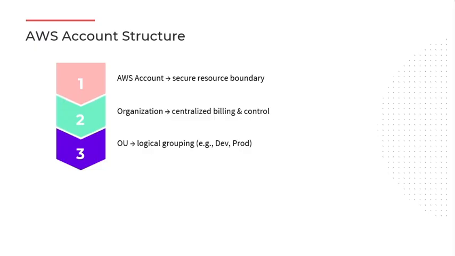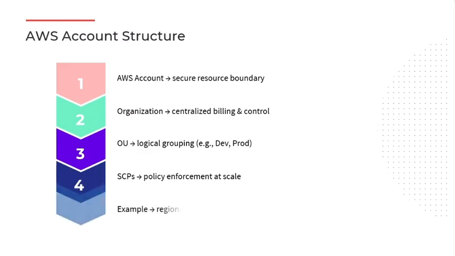For example, a global e-commerce company might use separate OUs for regional teams to apply localized policies. This hierarchy simplifies governance, enforces security standards, and supports cost tracking across teams. With service control policies, SCPs, you can restrict actions at the OU level, ensuring compliance without micromanaging individual accounts.